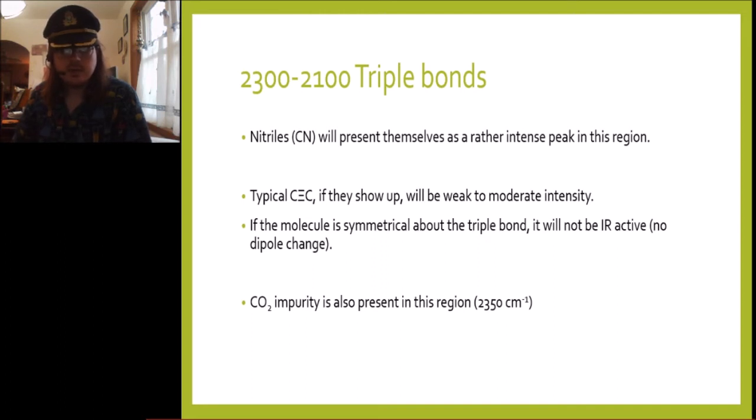Now, if the molecule is symmetrical around the alkyne, we will not see it. So, a symmetrical internal alkyne will be IR inactive because there will be no dipole change. These guys, because they're linear, can only symmetrically stretch. There's no bending. But of course, if you have any carbon dioxide impurity, it would show up in this region as well.